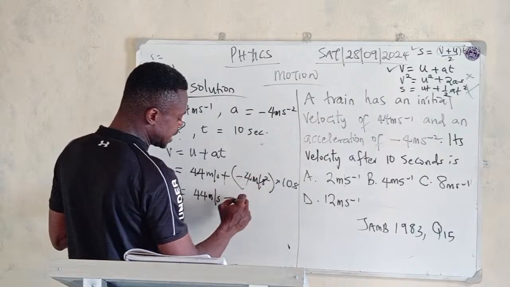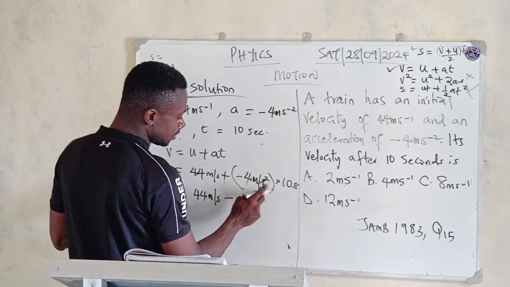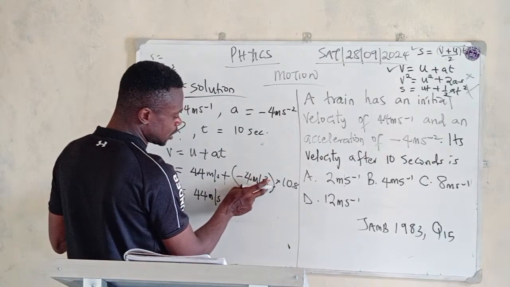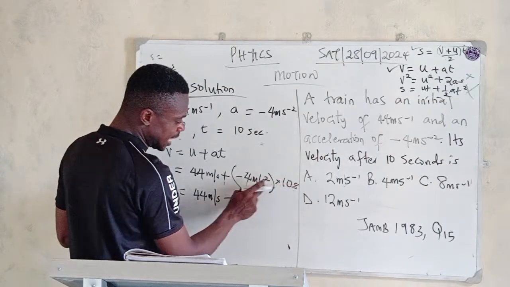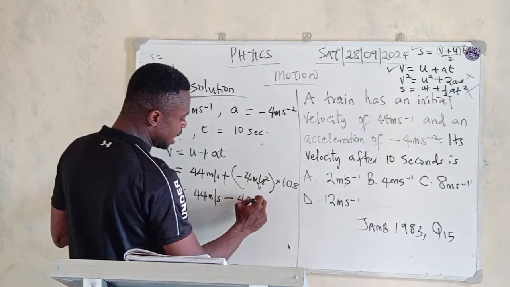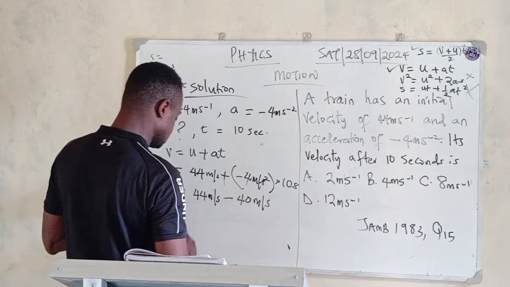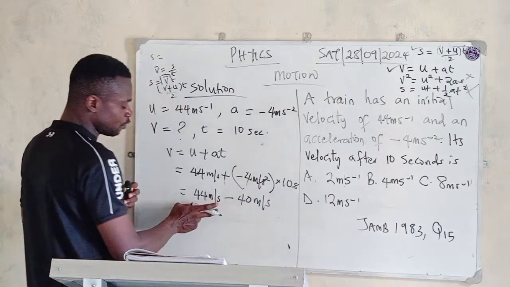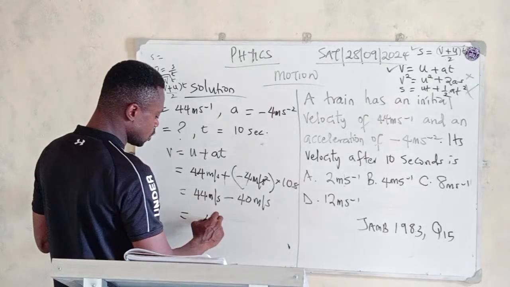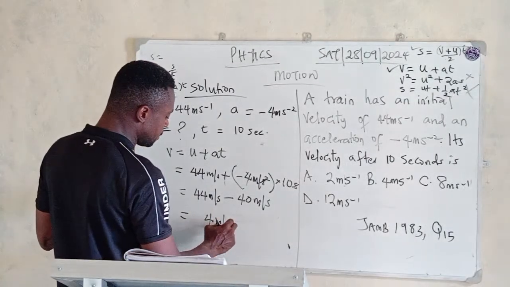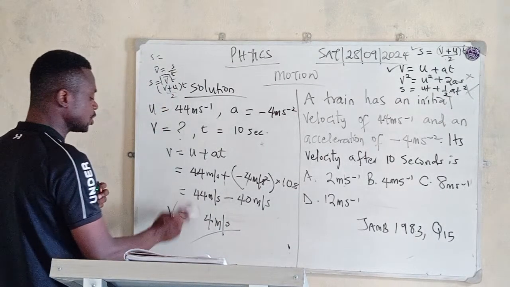Minus 4 times 10 is what? 40. We are left here with meter per second. Remember that this second cancels one of the seconds here, so we have meter per second. So 44 meter per second minus 40 meter per second is equal to what? 4 meter per second.